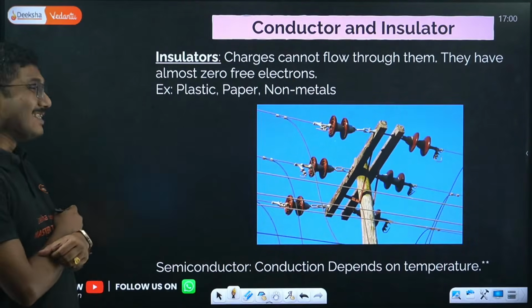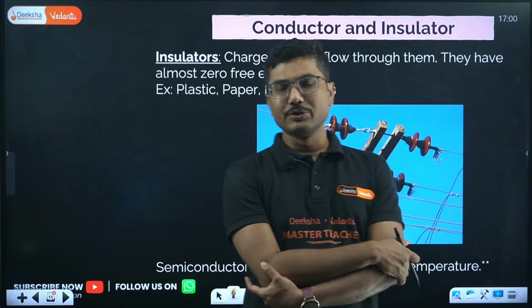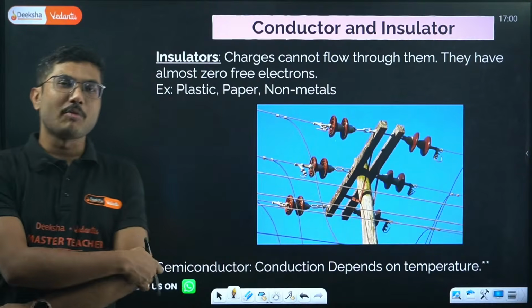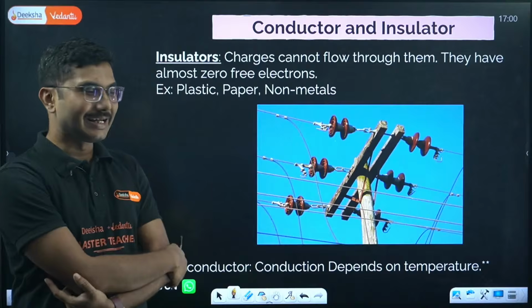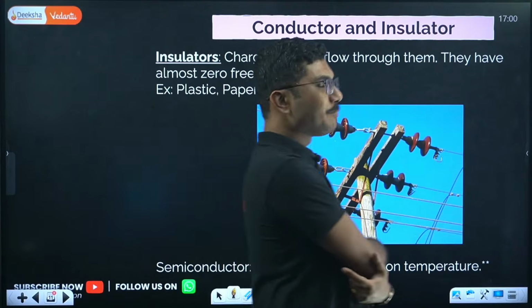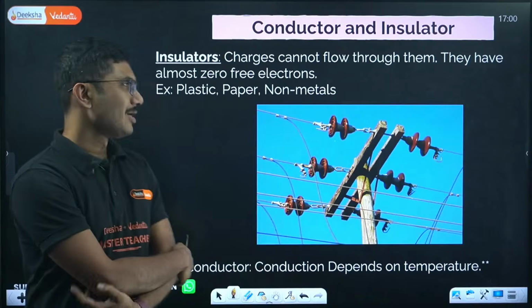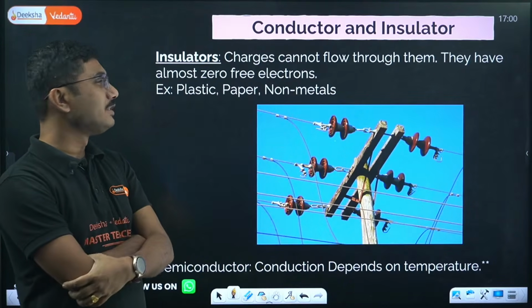Next are insulators. Insulators are the things that we use in our day-to-day life. Both conductors and insulators are important in our life. Without insulators we would be getting an electric shock every time, but we do not get that. That means insulators are those which protect us, okay. Charges cannot flow through them. They have almost zero free electrons.